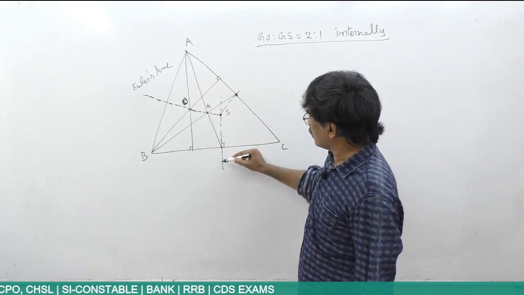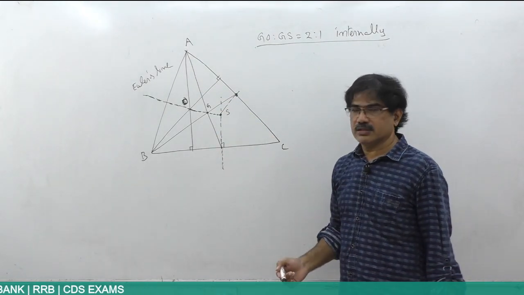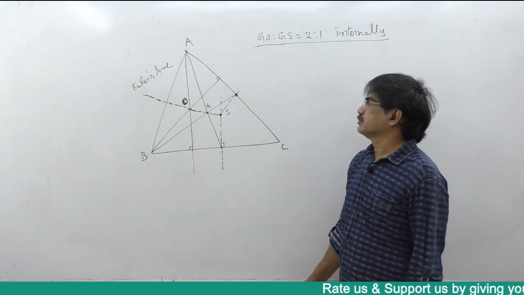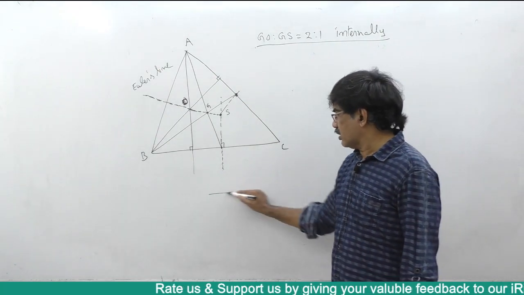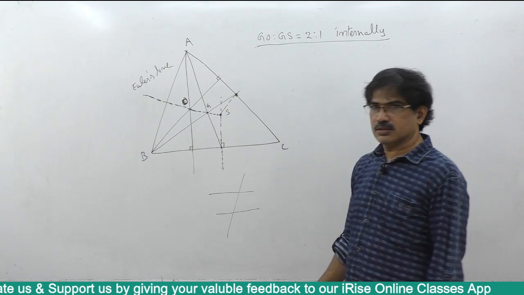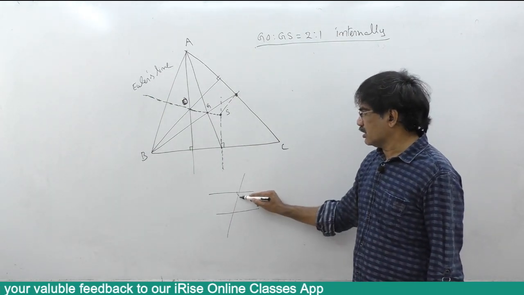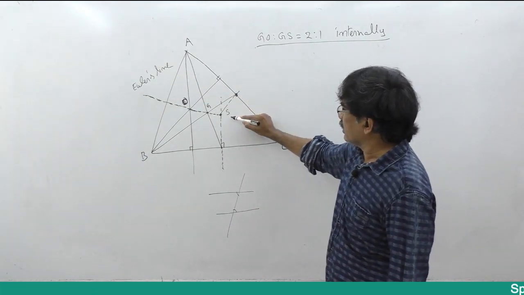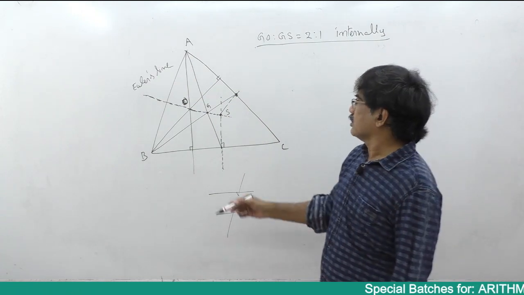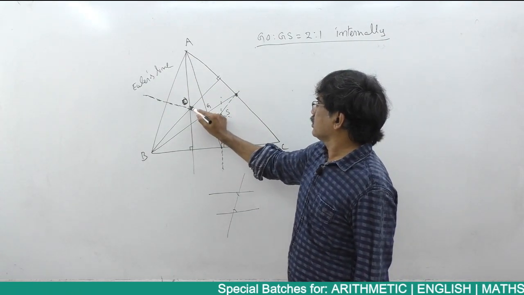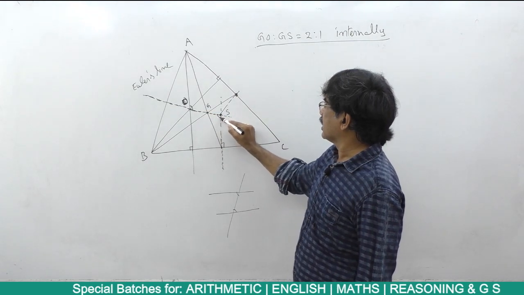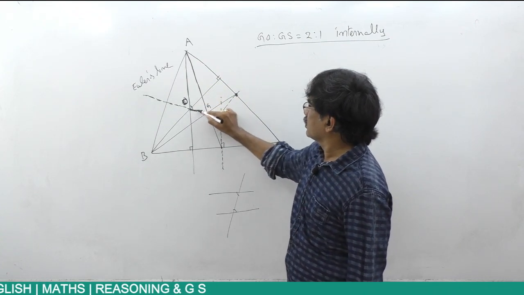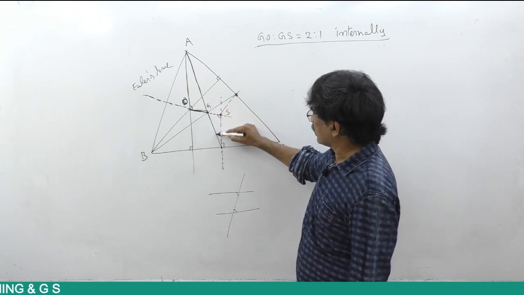Here this line and this line are perpendicular to BC. So these two are parallel lines. If these two are parallel lines, this is a transversal, then alternate interior angles are equal. Consider this Euler's line as a transversal. Therefore, this angle is same as this angle. Consider this triangle. This is the one triangle. This is the second triangle.